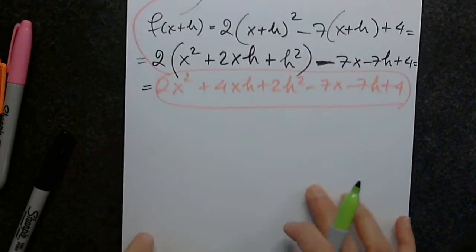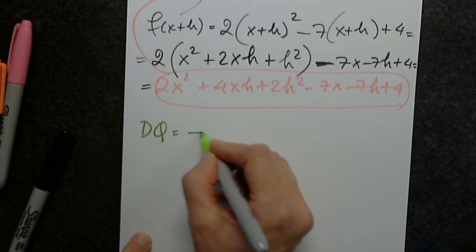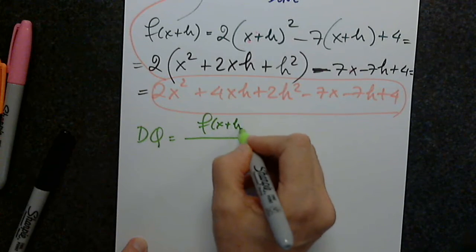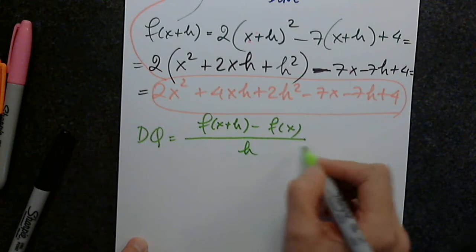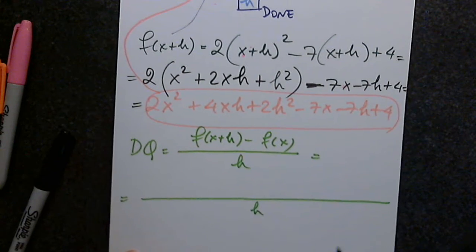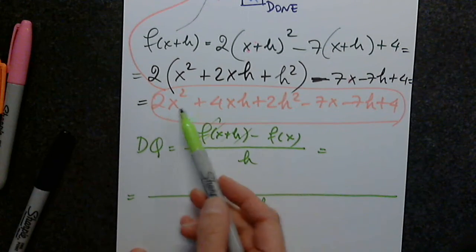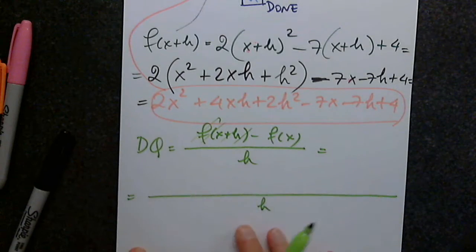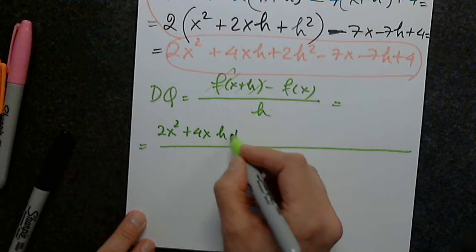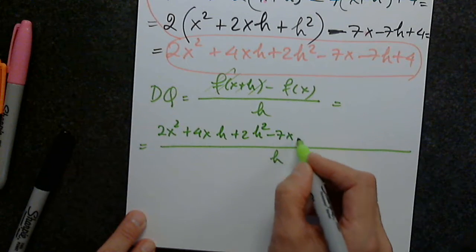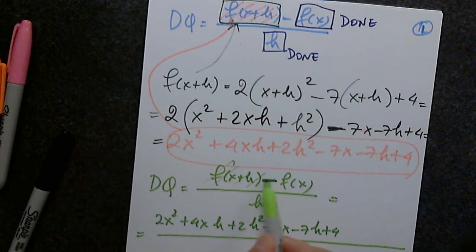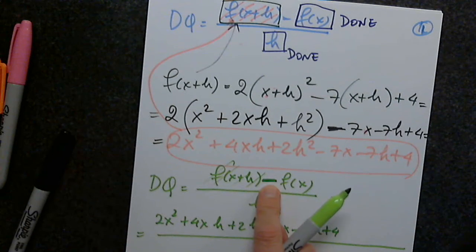Good. So now the difference quotient, I'm going to write it one more time. So you take all of that, and I'm going to write it as f of x plus h minus f of x, divided by h. So now all this gets replaced, what you see in pink: 2x squared plus 4xh plus 2h squared minus 7x minus 7h plus 4. Then you minus what we had before.